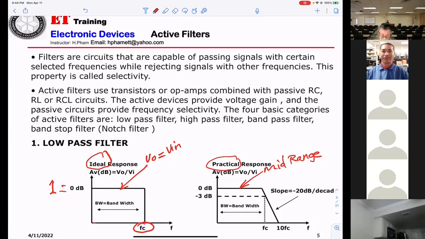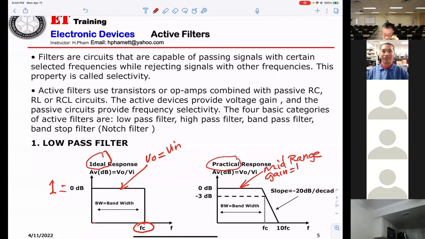Okay. Mid-range gain 0 dB. Gain equals 1. That means input coming in 10 volt, output coming out 10 volt. The gain is 1, and that's telling you no loss. Okay? When they set 0 dB, that means no loss. 10 volt coming in, 10 volt coming out.